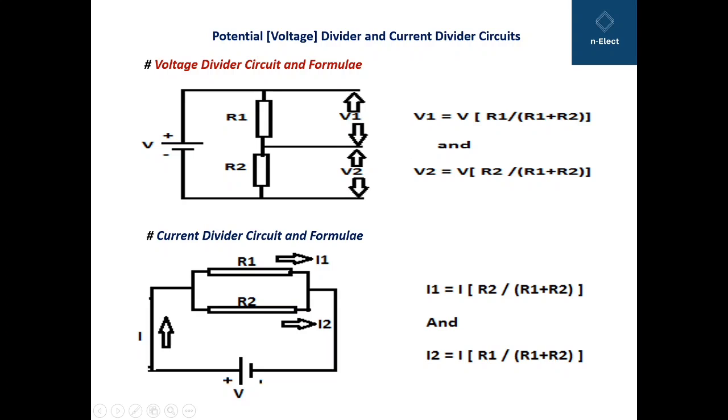They are important for voltage divider networks and current divider networks, for the current flowing through them, and for the voltage drop across the different resistors.